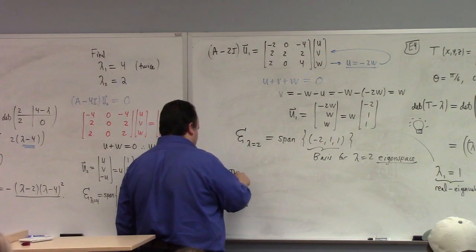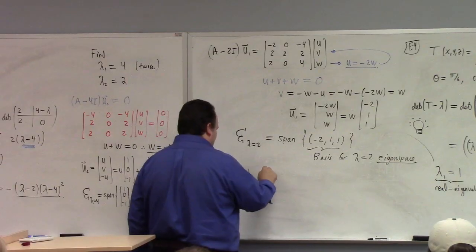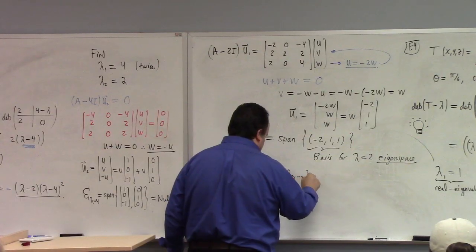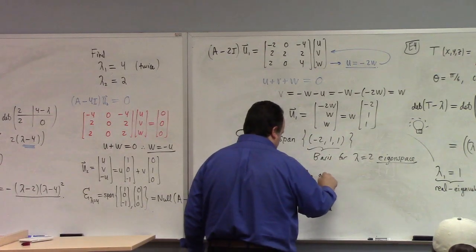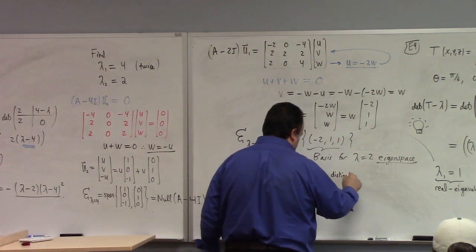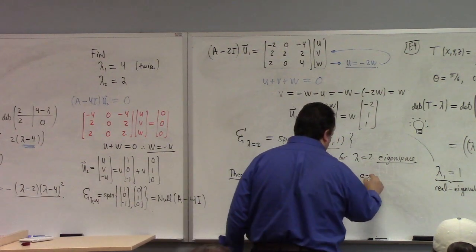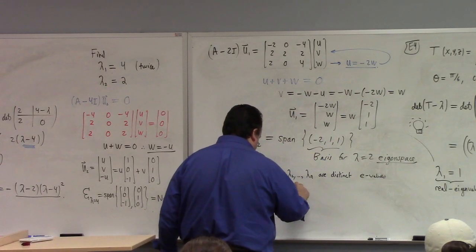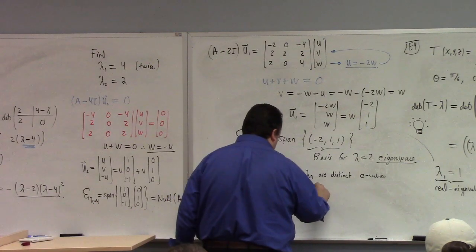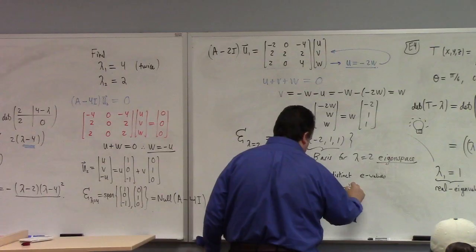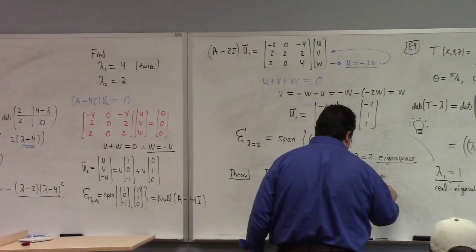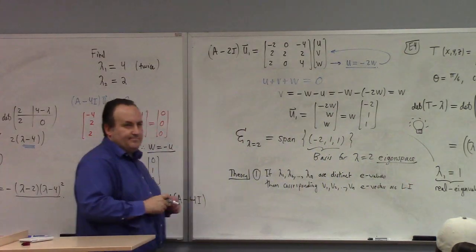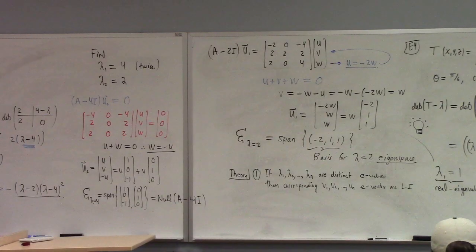I don't have to prove things in here, right? So theory: if lambda 1, lambda 2, through lambda n are distinct eigenvalues, then the corresponding eigenvectors v1, v2, through vn are linearly independent. Now that's not quite our situation here, right? That's not quite our situation.